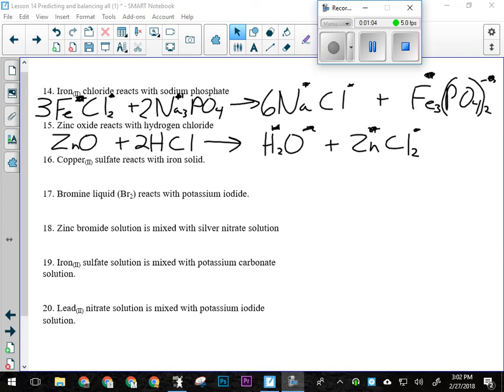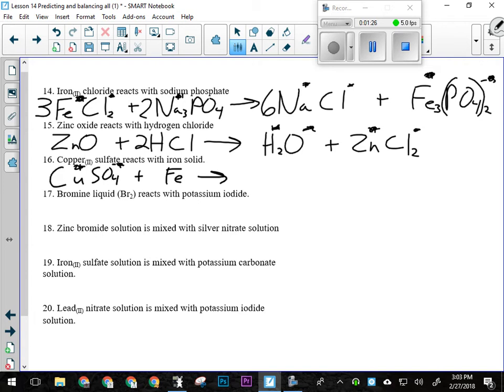All right, let's look at 16 here. So I've got copper(II) sulfate. What does the Roman numeral tell me again? It tells me the charge, right? So it helps me with the drop and swap. So this is the Cu with the 2+ charge. It's with sulfate, which is a 2-. So that compound is good the way it's written. Is reacting with iron. Okay, iron solid just means iron.